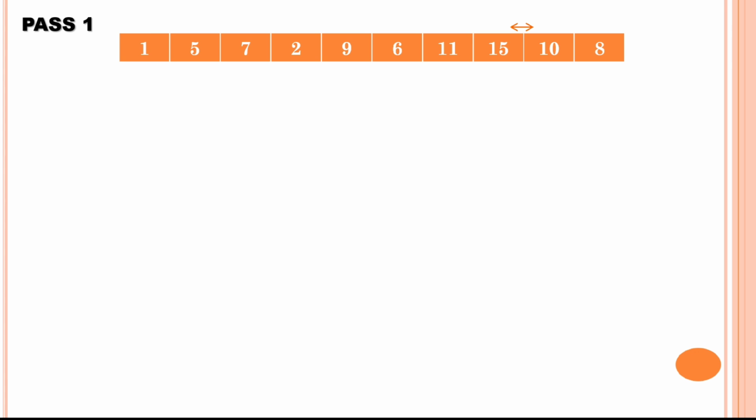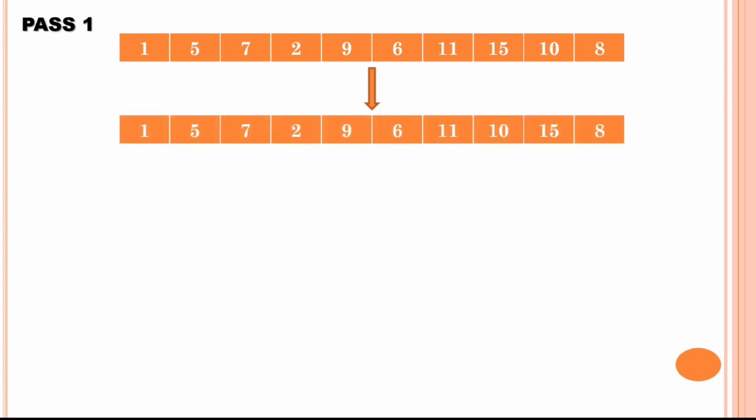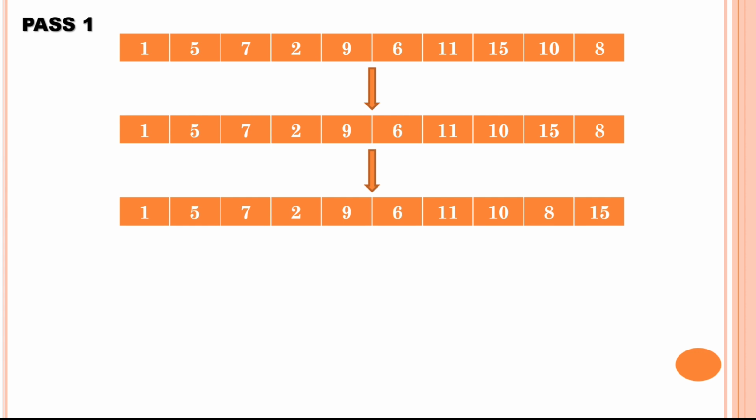Next 15 and 10. Here again 15 is greater than 10, so there will be swapping, and after swapping we get this list. Now the last pair is 15 and 8, and 15 is greater than 8, so there will be a swapping and we will get this list. So this is the end of pass 1, and we can see here that after pass 1 the highest number has been placed at the end, that is in its correct position. So for the next pass we will not consider this last element.